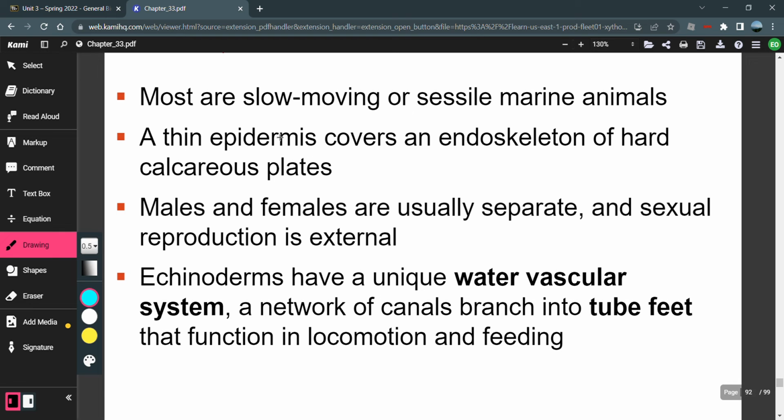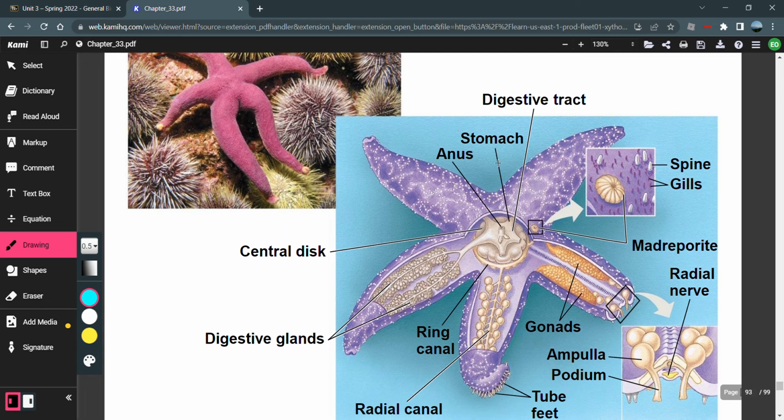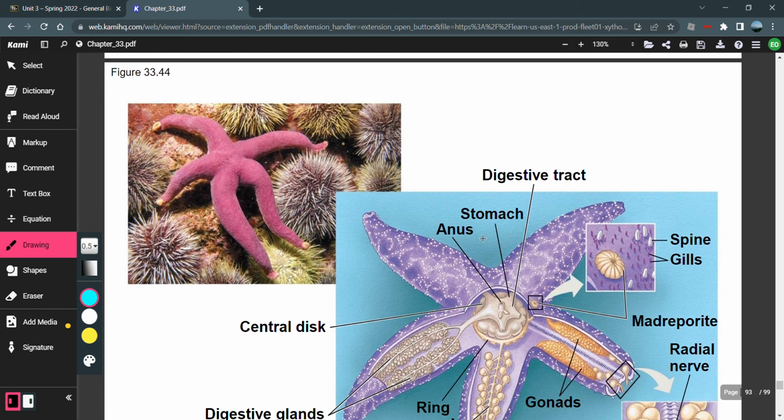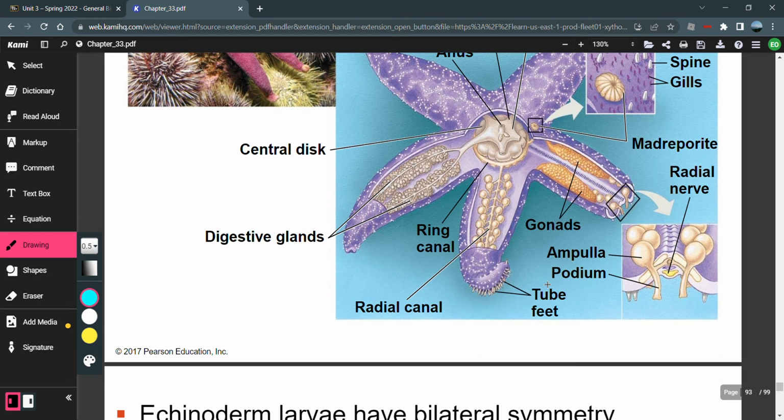They have a unique water vascular system. So this helps them move the feet and use the feet to feed as well. So here we have our starfish. This is a starfish, and they have a unique water vascular system, which consists of ring canals and radial canals.